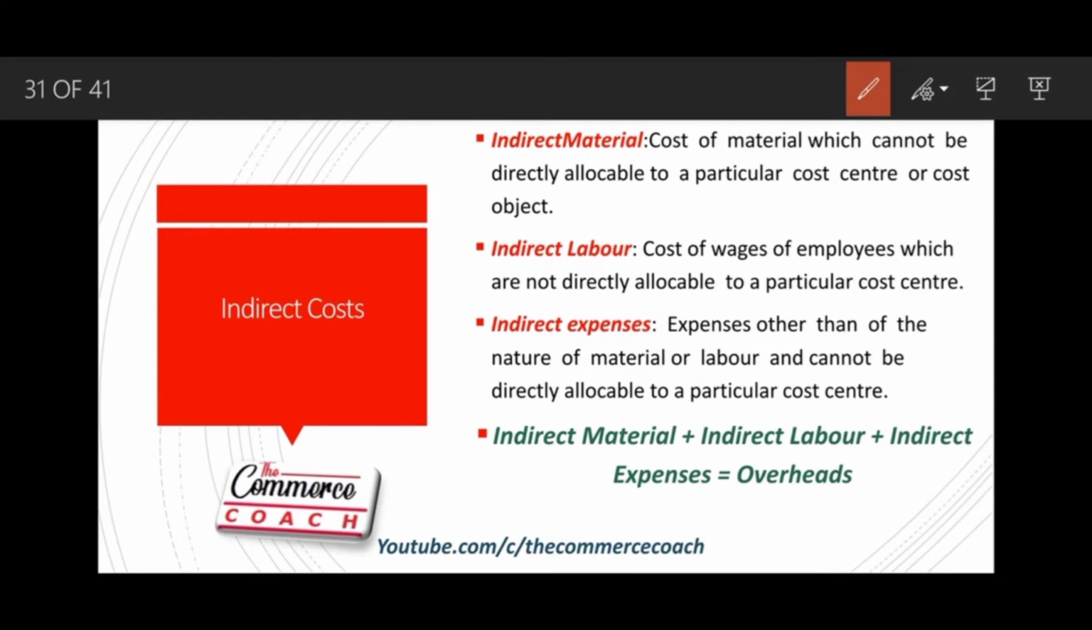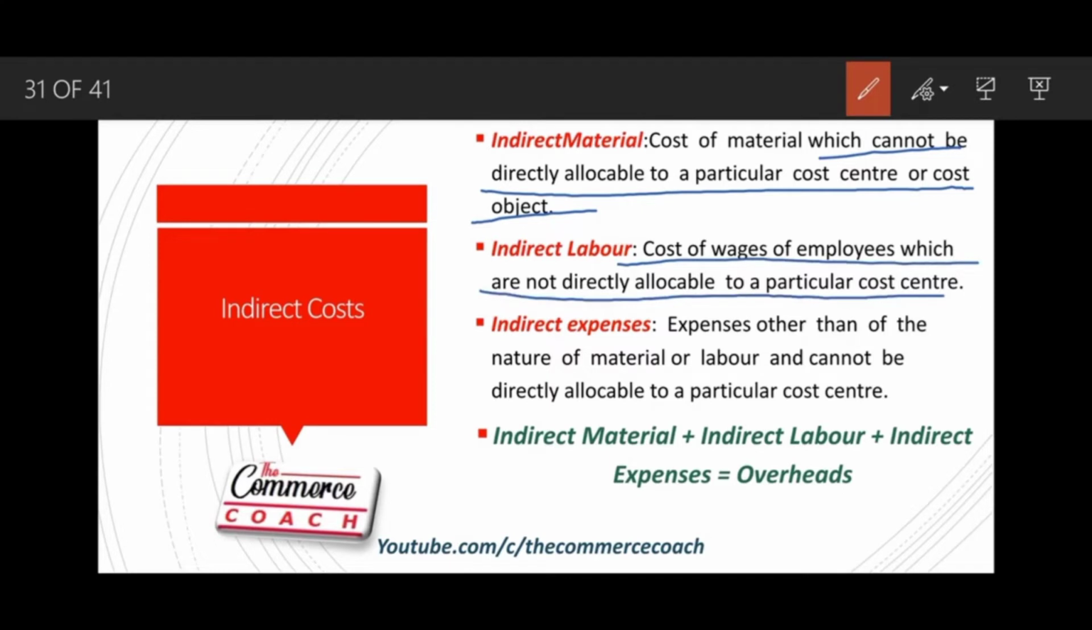Now indirect material, as I have told you, is that which cannot be directly allocated to a particular cost center or cost object. Indirect labor is the cost of wages of employees which are not directly allocable to a particular cost center. So basically, suppose direct labors are employed for the product only, but there are also indirect labors. So who are indirect labors?